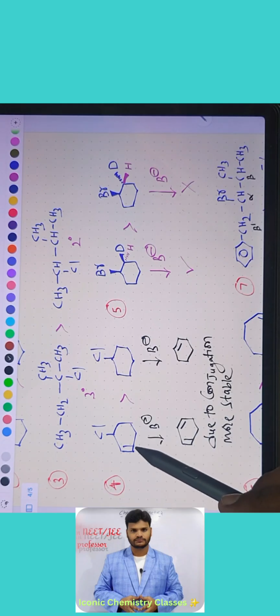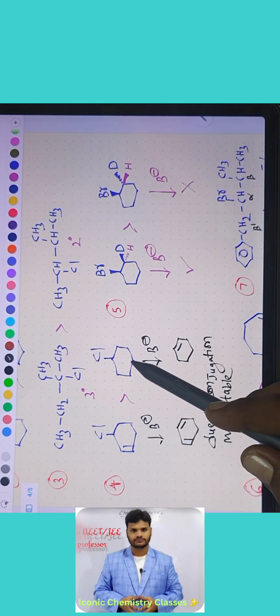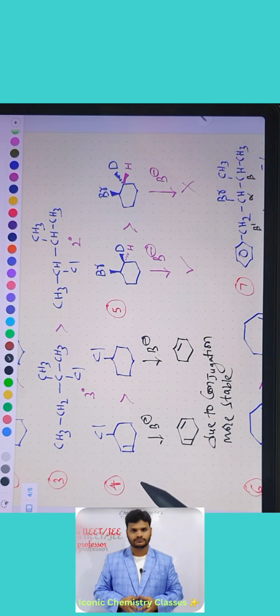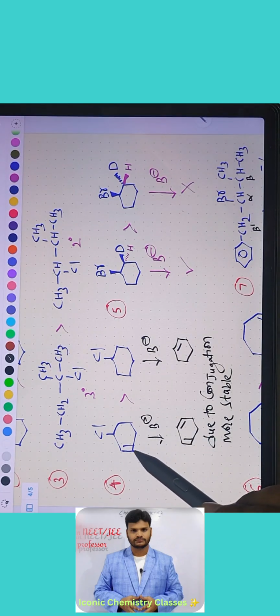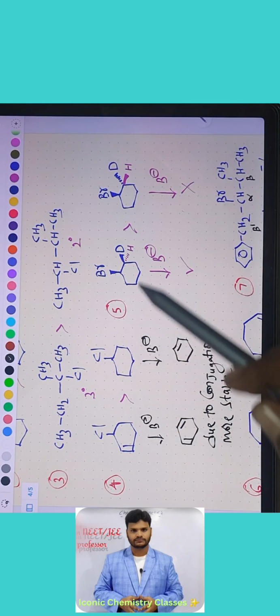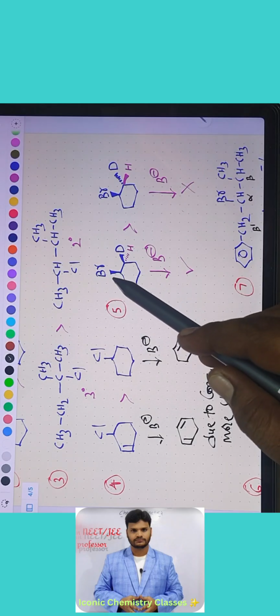Next, this is allyl, this is secondary. Which is major? Actually here this is major. Why? Because you will get a stable product. So reactivity depends upon the stability of the product. That is also the beauty. Clear? So due to conjugation. Conjugation means resonance, so this is more stable. Because of that reason this is more reactive. Clear?